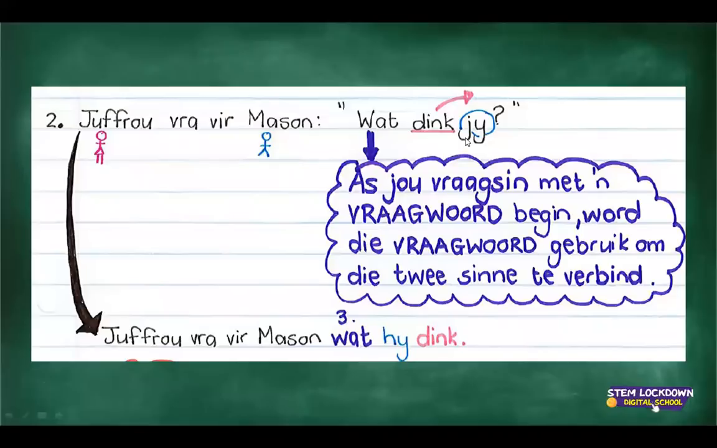So once again, I've identified my verb, I've identified my pronoun. So juffrou vra vir meisie wat hy dink, and then I put a full stop, not a question mark. I forgot to mention it in the previous example. You put a full stop because now it's just two sentences joined together. Please remember, you don't put a question mark at the end, it's a full stop. Okay, so if my question starts with a verb, I use of to join the two sentences. If my question starts with a question word, then I use the question word as the joining conjunction.